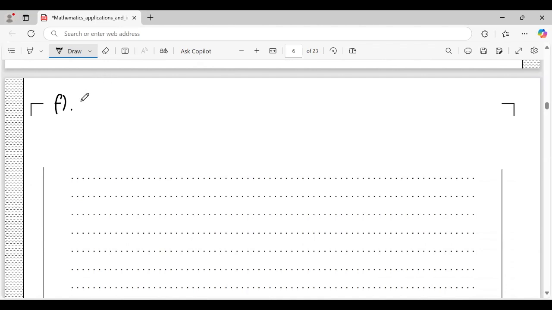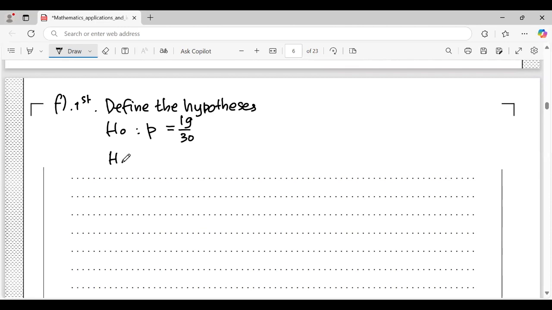First, we are going to the first step. Define the hypothesis. Null hypothesis is P equal 19 over 30. And the alternative hypothesis is P less than 19 over 30.